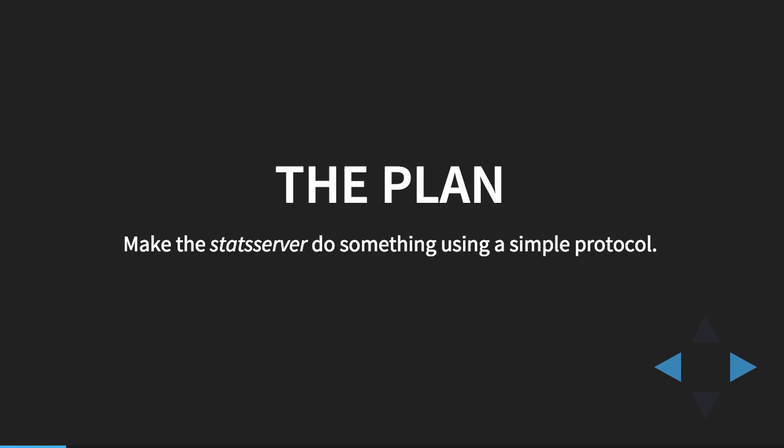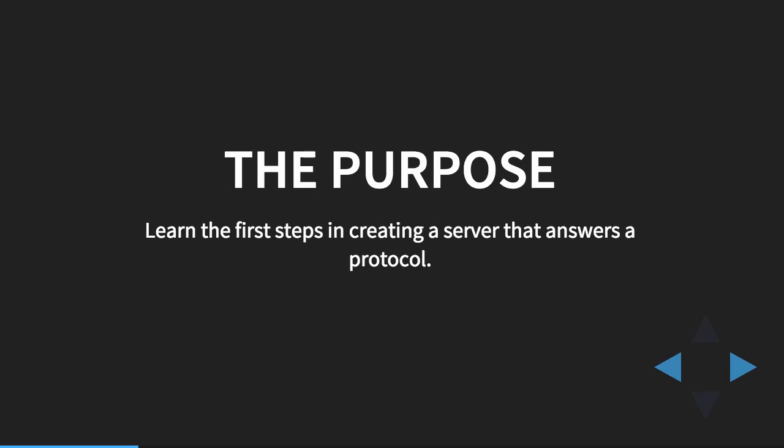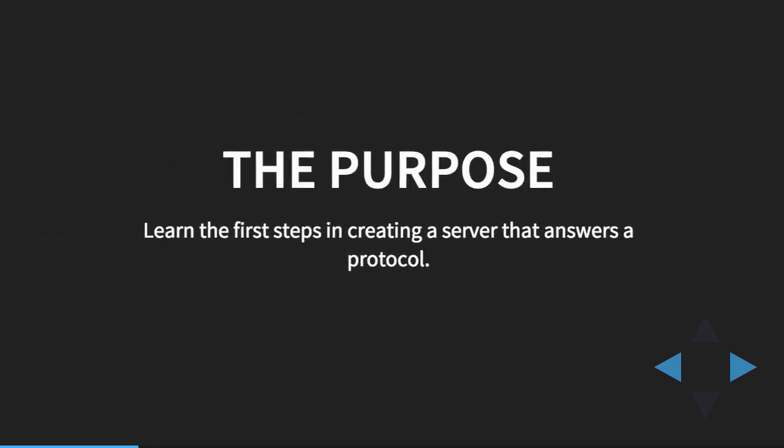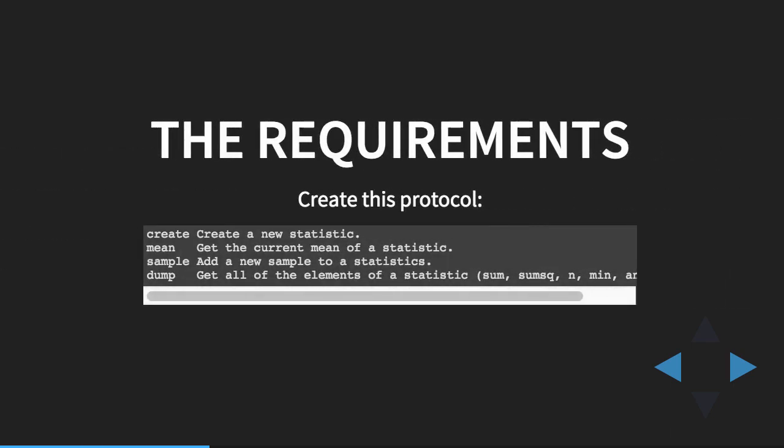Okay, in this one, we're going to make the stats server answer a simple protocol and actually do stuff. So if you have it accepting connections and forking and doing stuff in the fork, now it's time to make that fork useful. The purpose of this is to tell you the first steps in creating a simple little server, and that's answering a protocol. And actually, I do unit tests usually to figure out the protocol, and then I just wire it into the server. So you'll see how I do that.